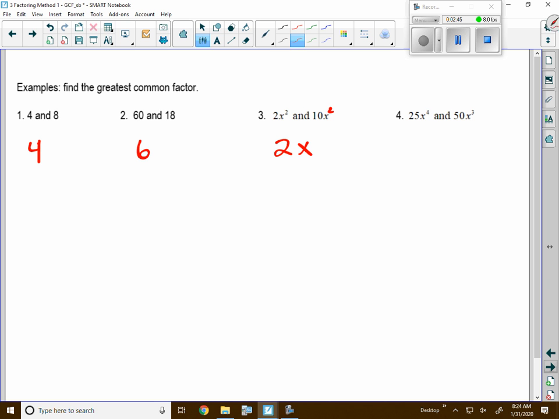So this is just the first step in factoring. It's problem solving. Problem solving will use the whole thing. Okay. So if you take out a variable, you want to take out the lowest exponent on that variable.